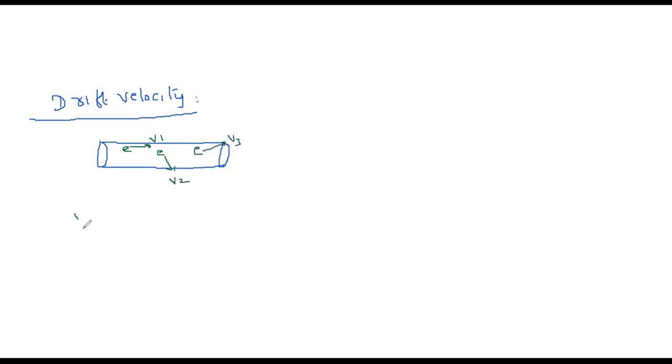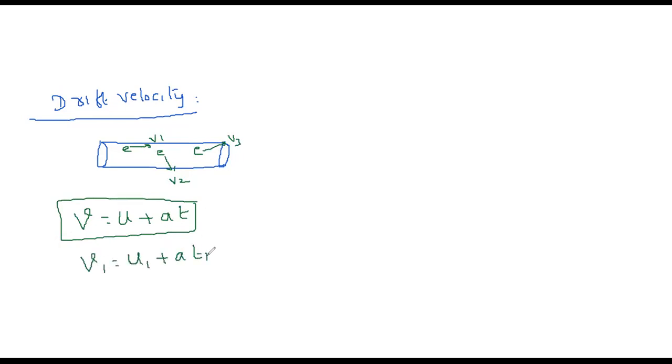Correct? What is the V formula? V is equal to U plus AT. Then what is V1? V1 is U1 plus AT1. Acceleration is constant, right? What is V2? U2 plus AT2. And so on. For the nth electron, what is Vn? Un plus ATn. Let us assume it is equation number 1.